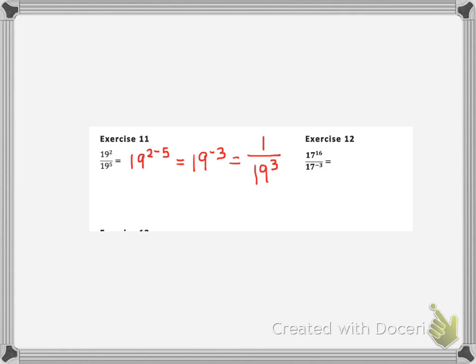We're going to try that with exercise 12. Here we have now 17 to the 16 minus negative 3. And so that's 17 to the 19th. And that is just a positive power.